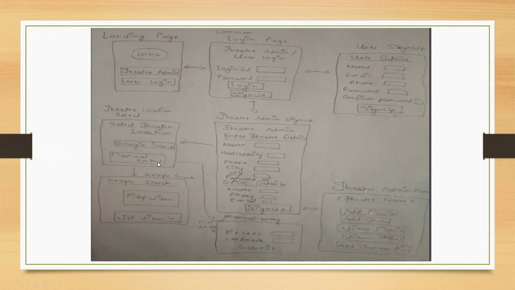If the theater admin chooses to use a Google search for location selection, then this will be the redirected page where there will be a map view and where he'll be able to view where the theater is exactly located. Also, he can see it in the list view. So we might be using some third party API to view what theaters are available in that specific city, which is available here in the sign in page. So for manual entries, just the zip code and the landmark are required. So that is how the theater admin gets logged in or signed up fully.